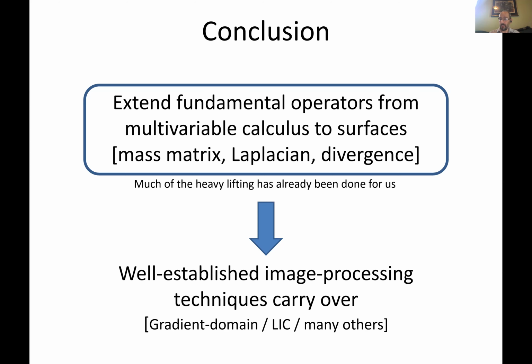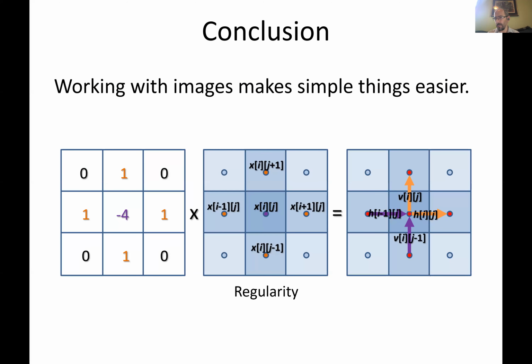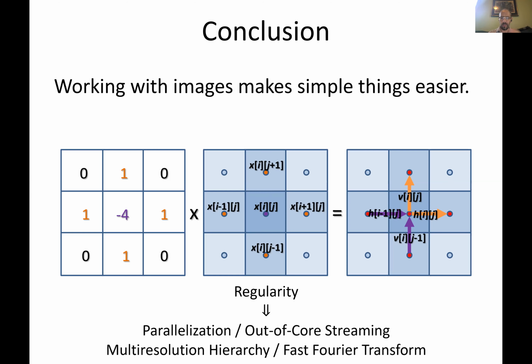After that, we can just take these concepts that are well understood for image processing and carry them over to geometry. So what do we learn as we look at the difference between working with images and working with geometry? Images are nice. Images are very regular, right? If you have a pixel, you can ask, who are my neighbors? It makes it really easy to do all sorts of nice calculations. You can leverage that regularity to do parallelization, out of core processing, multi-resolutions, fast Fourier transform. All that's realizable because of this regularity of the domain.